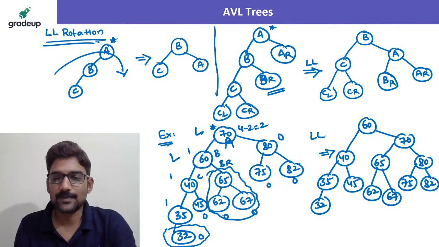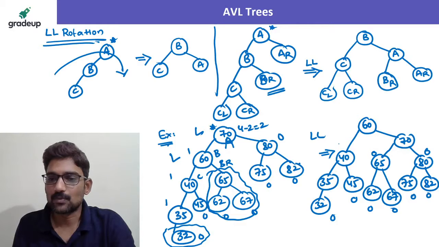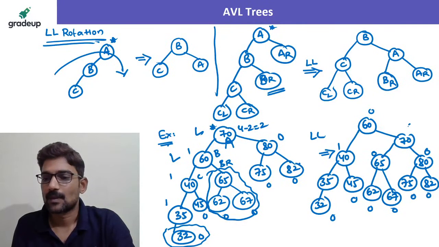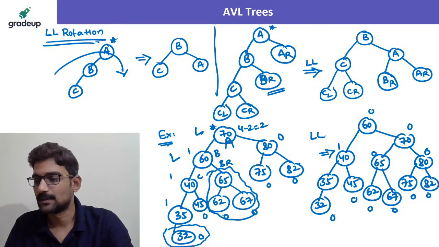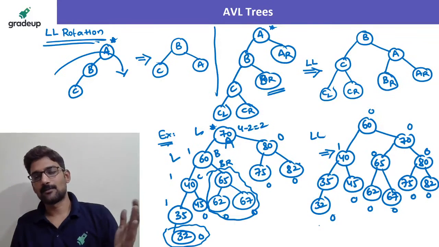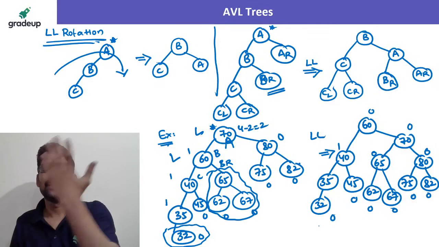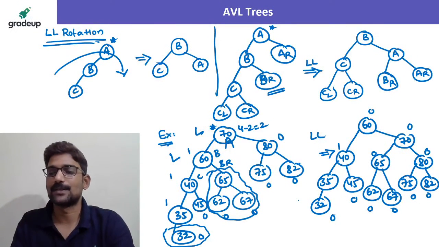Now you check the balance factors: 0, 0, 0, 0, 0, 0, 0, 0, 2 minus 1, 1, 1, 2, 3, 3 minus 3, 0. Now all the balance factors are in the range minus 1, 0, plus 1. So it is balanced. Earlier we had an imbalanced BST, now it became balanced. So this is how LL rotation is performed.